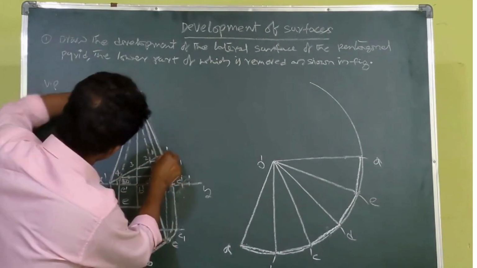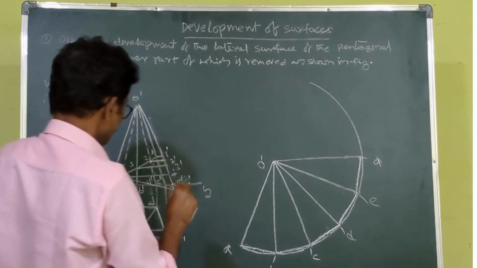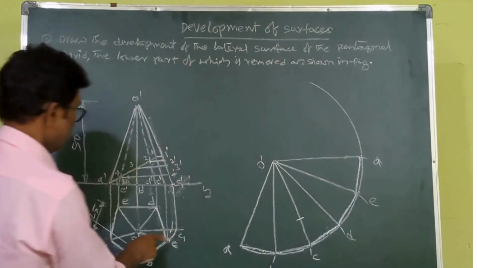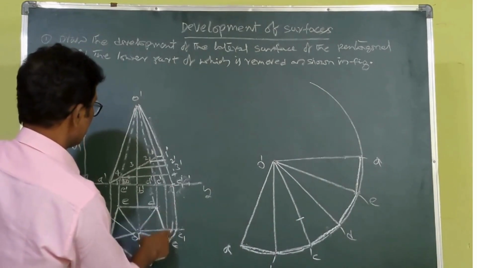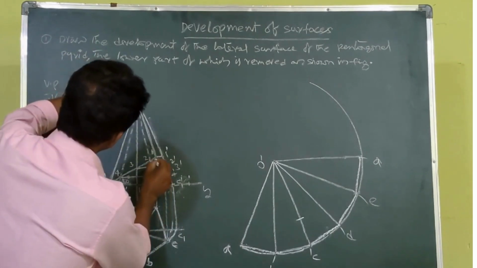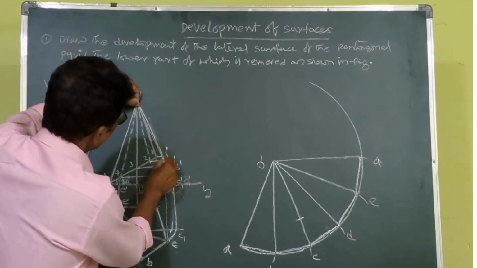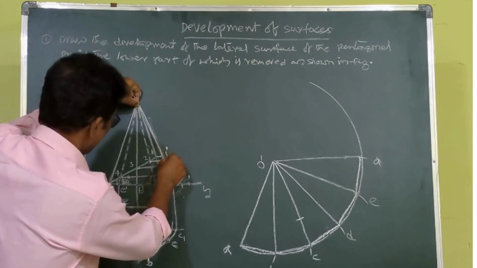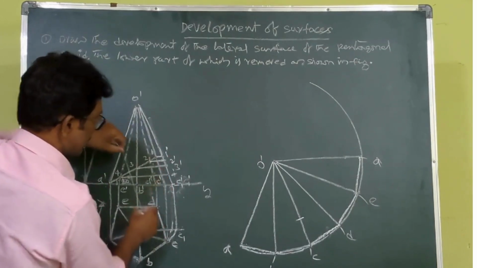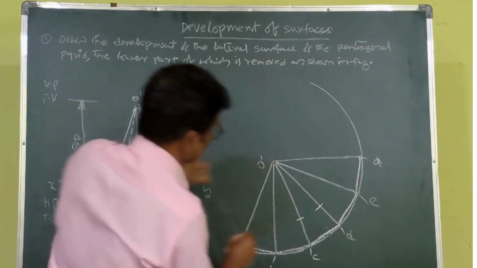O dash and 1 dash as a radius, you cut the C point. From here to here, you cut the C point. You see here, this is the C point. At the same time, O dash as a center and 2 dash as a radius, that line is called D. You see that? This is the D projector. So from here to D, where is D? This is the D. You draw the arc here.